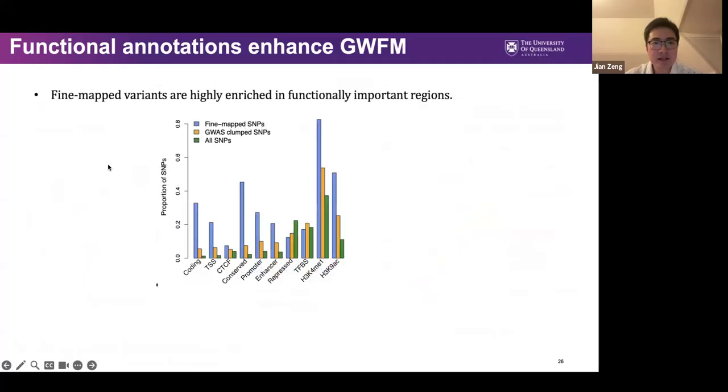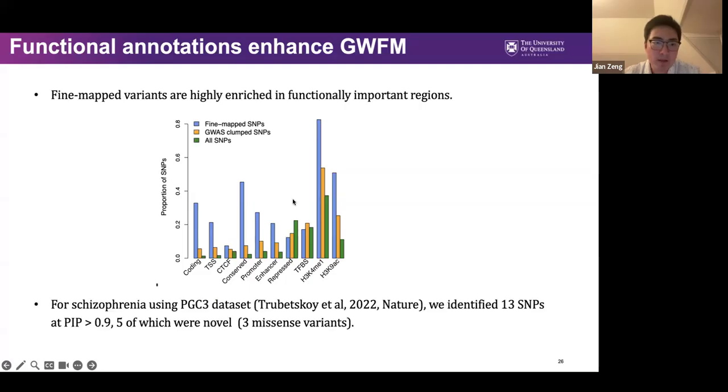Okay, so that's simulation. In real data, we can't really look at the power because we don't know where the causal variants are. What we looked at is the enrichment of the functional annotations in the fine-mapped variants compared to the genome-wide significant SNPs and all SNPs. So this is the result compared to the GWAS clumped SNPs or all SNPs. The fine-mapped variants are more enriched in the functionally important annotations and depleted in the repressed regions.